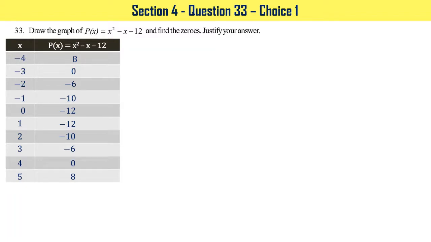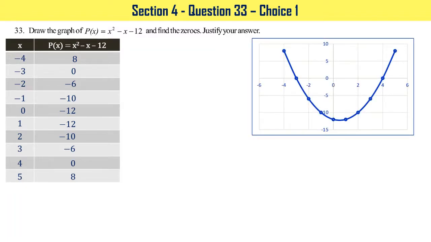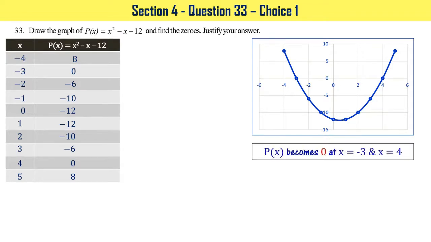Now let's plot this data. You get a curve like this, right? As you see here, p of x becomes 0 at x equal to minus 3 and x equal to 4. X equal to minus 3 is this particular point and x equal to 4 is this particular point. This is your x-axis, right? Now the question is, why have I chosen x in the range of minus 4 to 5? How do I know that I should be taking these numbers?